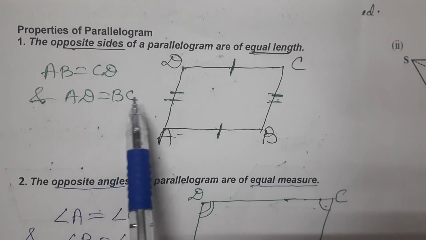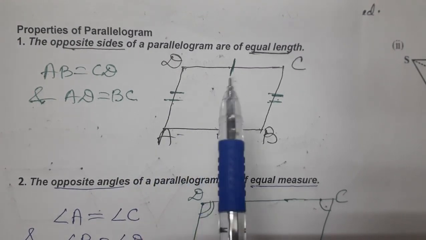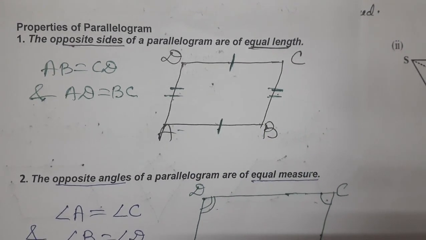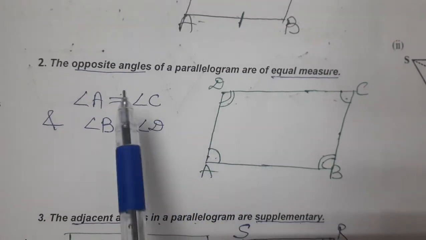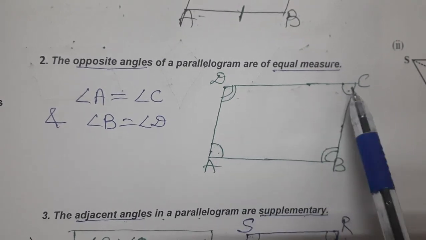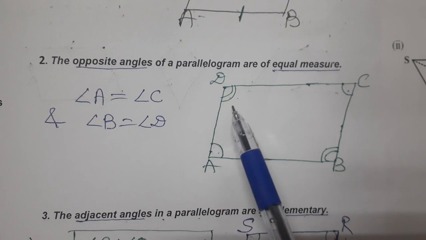The opposite sides of parallelogram are of equal length. This is the first one. Opposite sides are equal. And what is the second one? We are just revising all four properties. The opposite angles of parallelogram are of equal measure. These opposite angles are equal. Angle A equals angle C and angle B equals angle D.